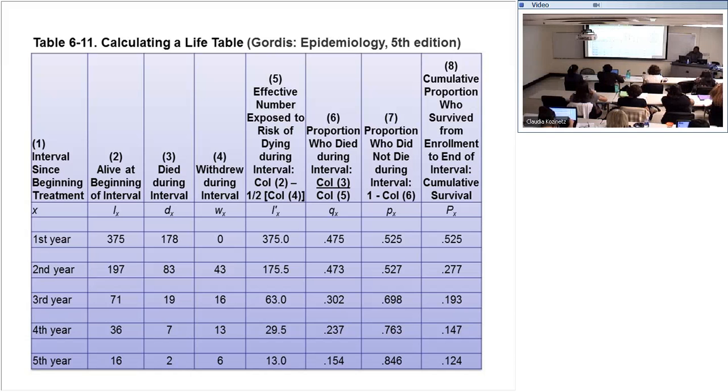Then our proportion who died, 83 divided by this one, effectively at risk. We are not using this one because of loss to follow-up. So we cannot use this one as a denominator because we know that 43 were lost to follow-up. And we assume that these 43 were observed only for half of the period. So that is why we divided this by 2 and subtracted from the number. So for the half of the period, we didn't observe the 43. So we get this one.